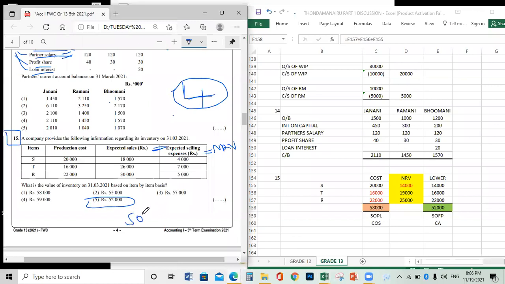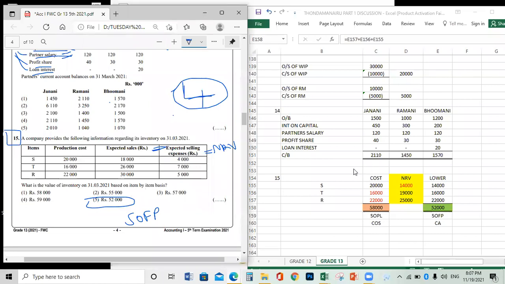Whenever they ask you the value of inventory, they are asking you what you are going to record in SOFP. Sometimes, guys, I have seen past papers, they don't say value of inventory. They say what is the carrying value of inventory. When they use the word carrying value, they are talking about statement of financial position. In the statement of financial position only, guys, you have carrying value of PPE, carrying value of trade receivable. So when they say carrying value of inventory, they are trying to tell what is the value you record under current asset as inventory. You get it? So that's going to be 52,000.